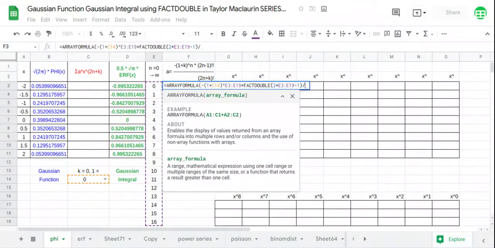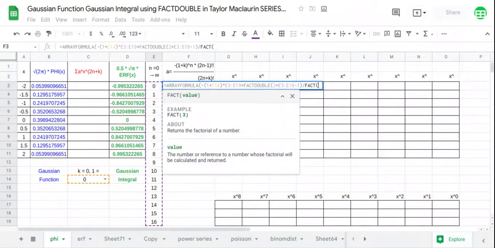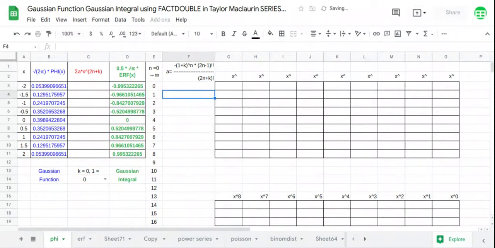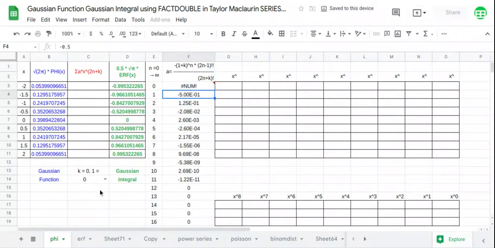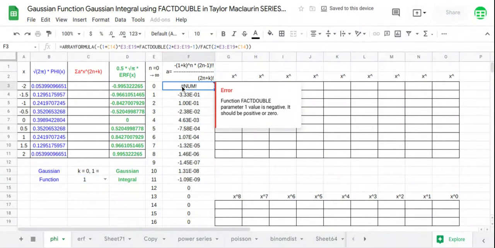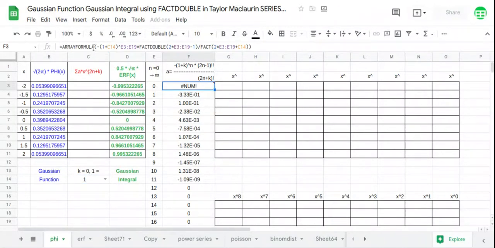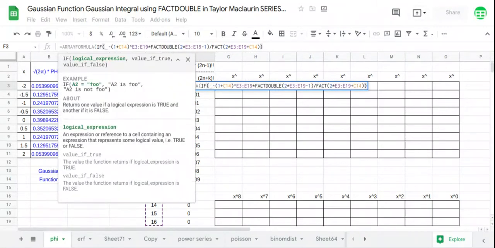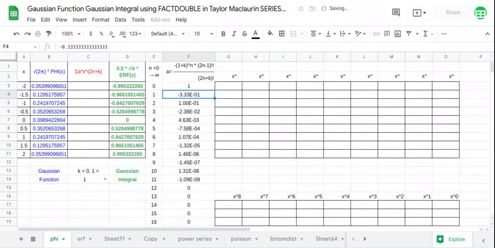Now we continue with the denominator. The denominator is factorial 2n plus k. So factorial 2 times n plus k. And enter. So we can correct this error, the first item. So if k is 0, it should be 1. So we correct this. So if n is 0, it should be 1. Otherwise, calculate. Now it's corrected.